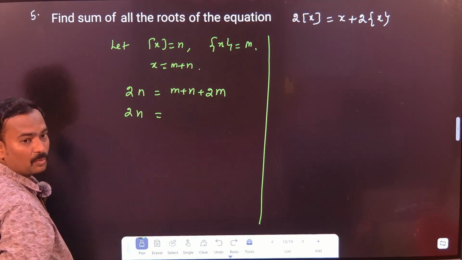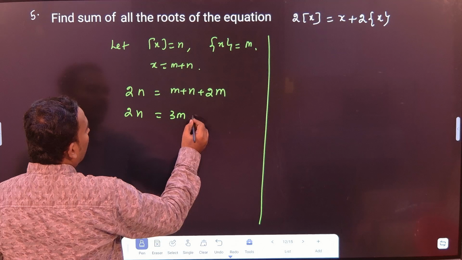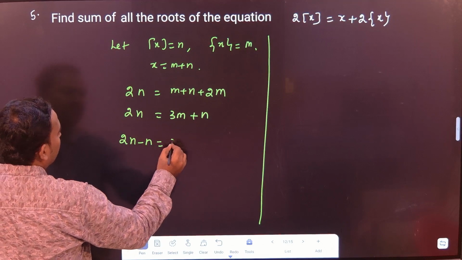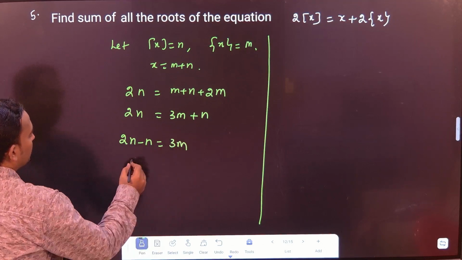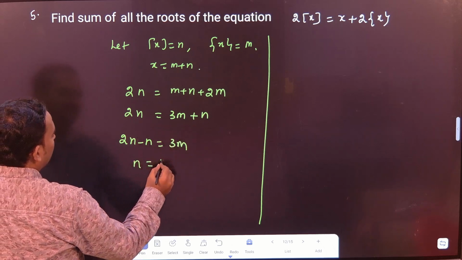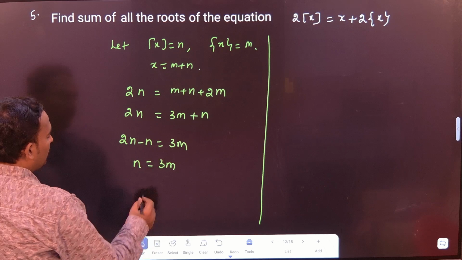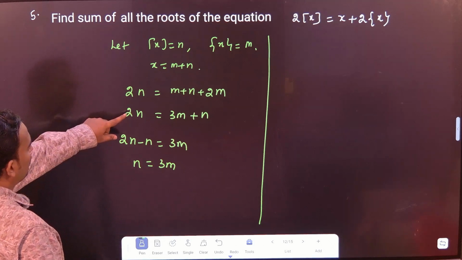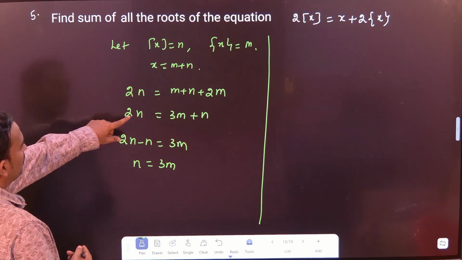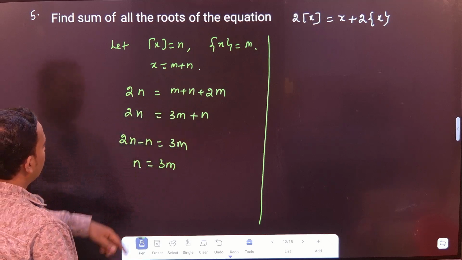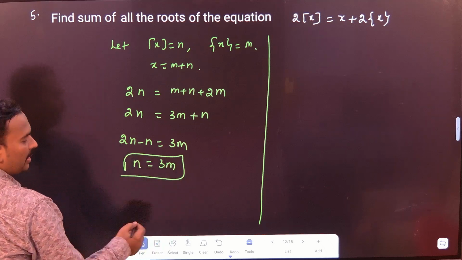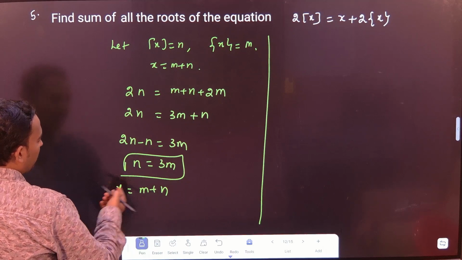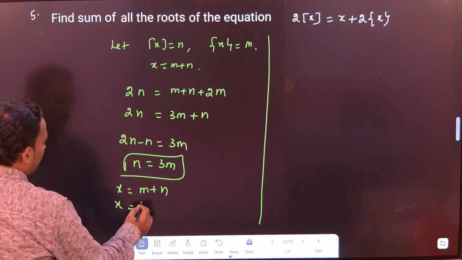Therefore 2n is equal to m plus n plus 2m. So m plus 2m is 3m plus n, right? So then how to write? 2n minus n is equal to 3m, right? Okay, so therefore you can see that n is equal to 3m. Clear? So then x is equal to m plus n, so you can find out x here.